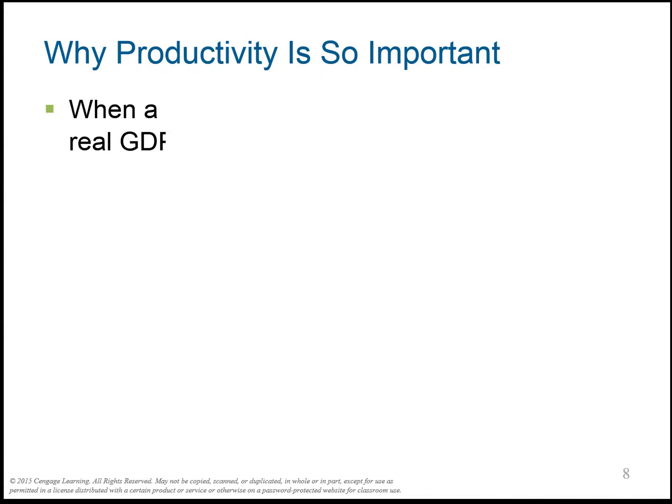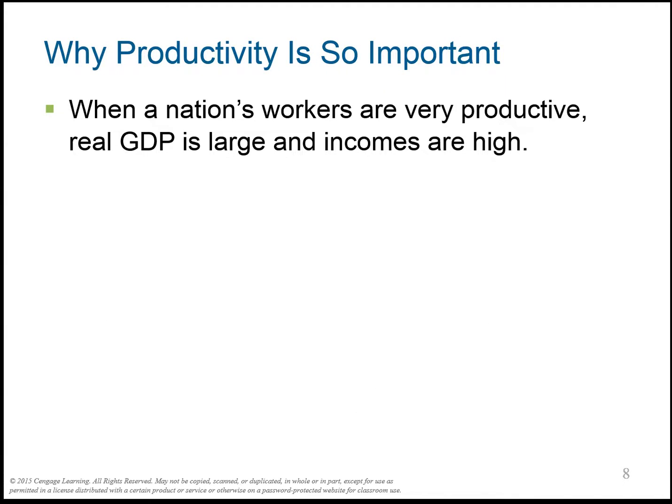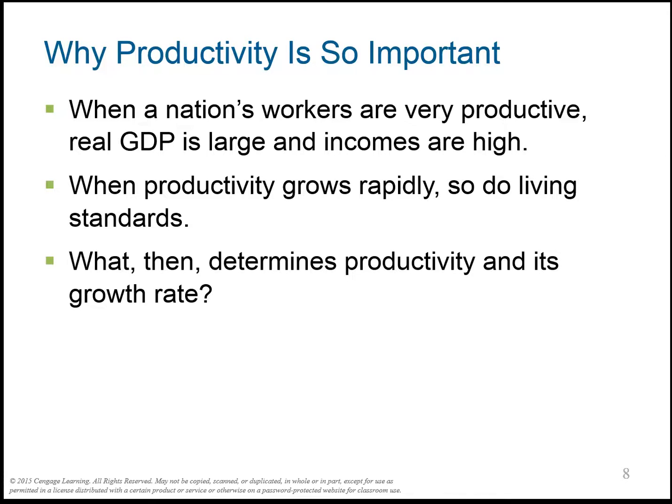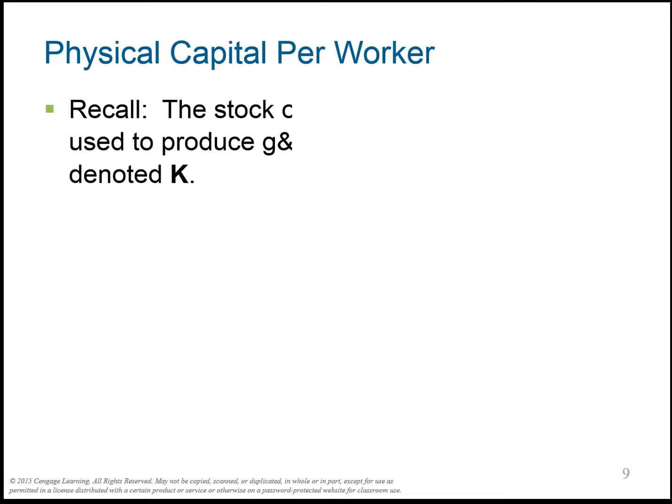All right. Why is this important? Well, this makes sense. When all of the workers are very productive, meaning they all have high Y over L's, GDP is big and incomes are high. When productivity, Y over L, grows rapidly, living conditions go up. So let's ask, what determines the Y over L, this productivity, and what determines how fast it grows?